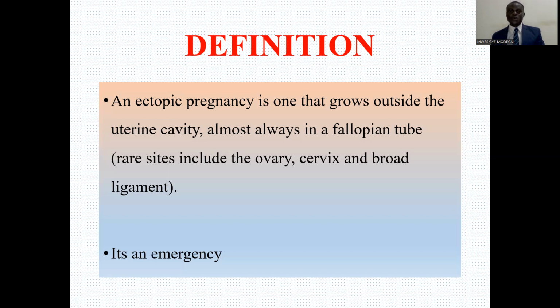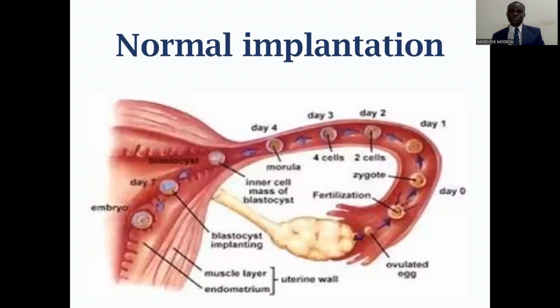I have said the word ectopic means out of place. So almost always, most of these ectopic pregnancies have their common site in the fallopian tube. Although other sites can be involved, as you are going to see, for example the ovary, the cervix, the broad ligament, as you're going to see in the next slides. And this is an emergency because failure to act quickly may lead to rupture of the fallopian tube.